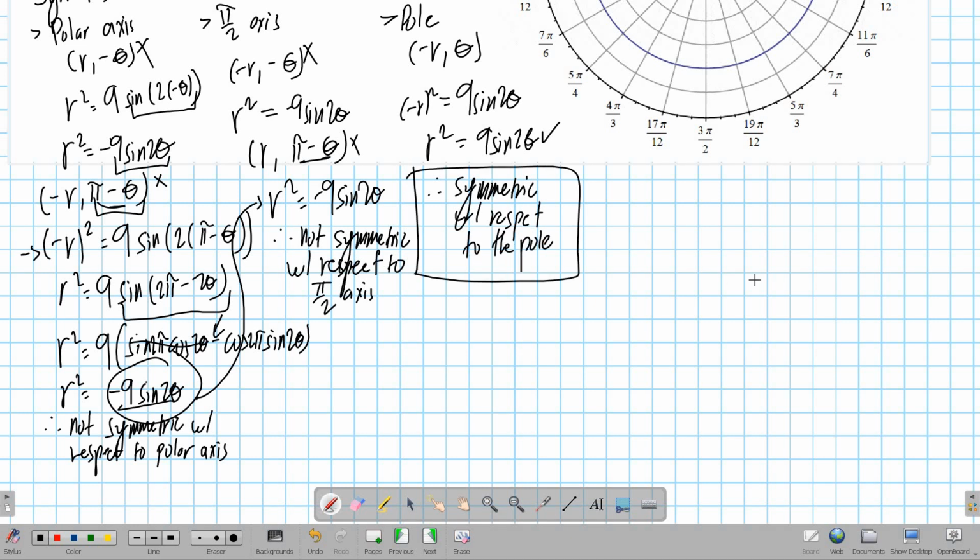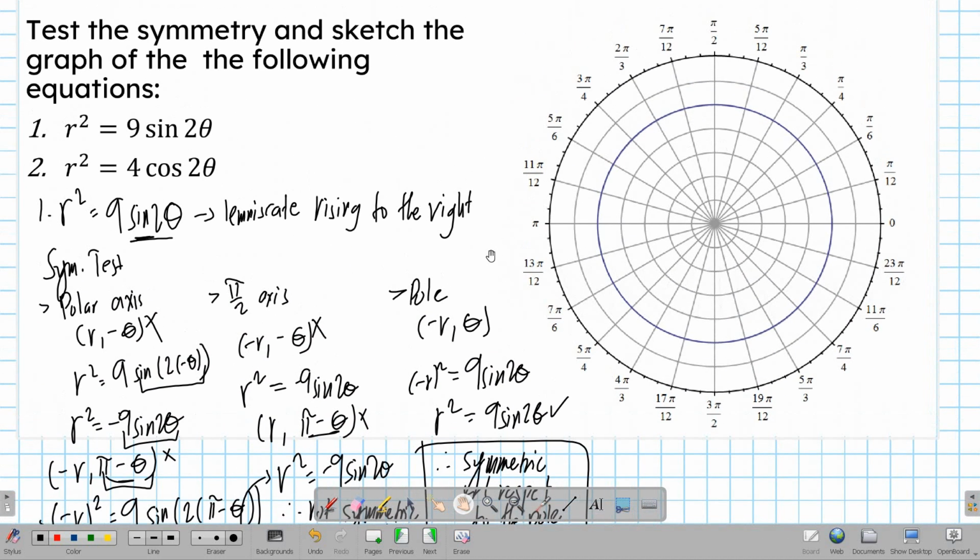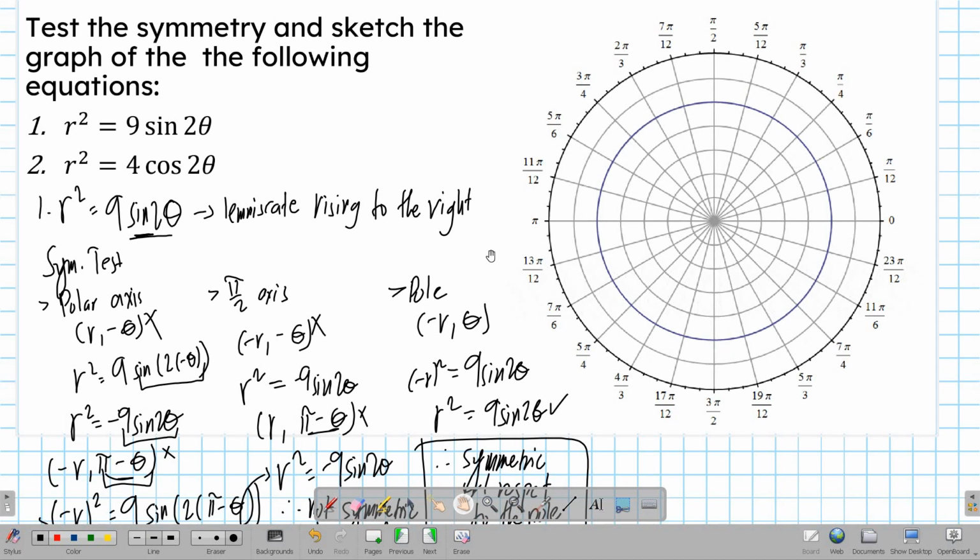Now that we know that it's symmetric with respect to the pole, we can now do the table, and we are now sure that it's symmetric with respect to the pole. Quadrant 1 and quadrant 3 have the same, 2 and 4 the same. But since it's rising to the right, we should expect that it's like that. Quadrant 1 and quadrant 3 would have the same figure.